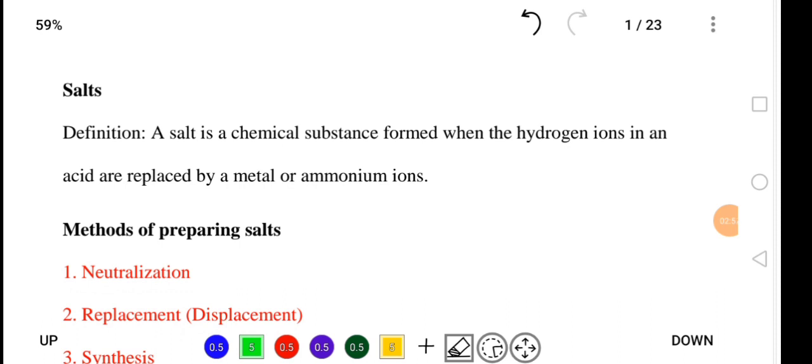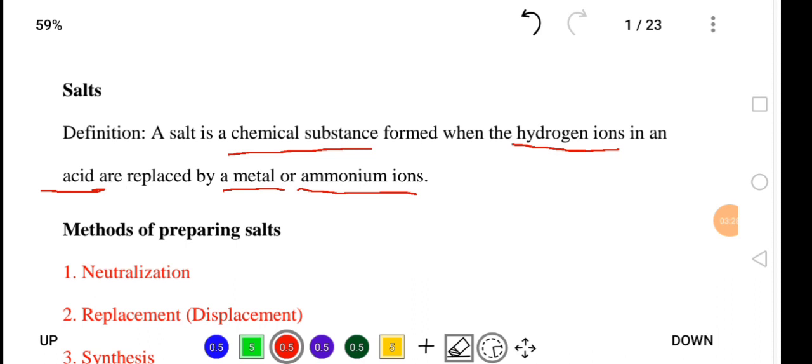According to my objectives, I listed a point that you should be able to define a salt. So without wasting time, I am going to explain what a salt is. A salt is a chemical substance formed when the hydrogen ions in an acid are replaced by a metal or ammonium ions.